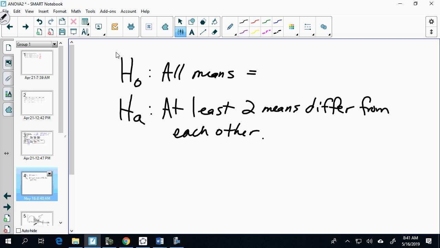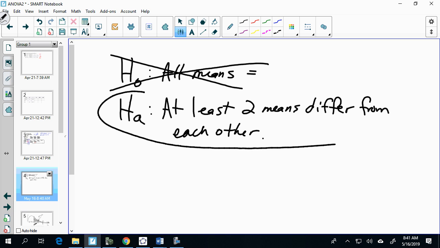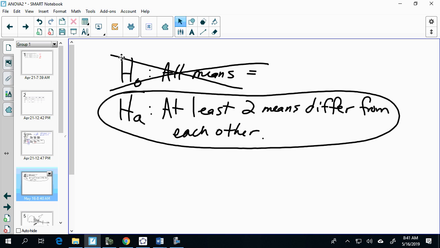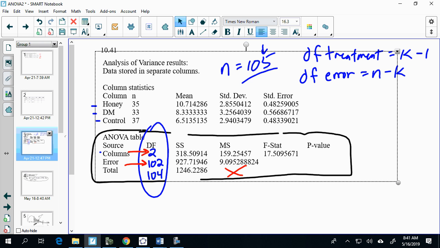So in this case, with that really low p-value, we're going to reject the null hypothesis in favor of the alternative hypothesis. So at least one of these groups is different than the others. We haven't dug into yet which one is different or in which direction it's different, but I do know that at least one of them is different. So either giving your kids honey, dextromethorphan, or nothing has a different result than one of the other groups.